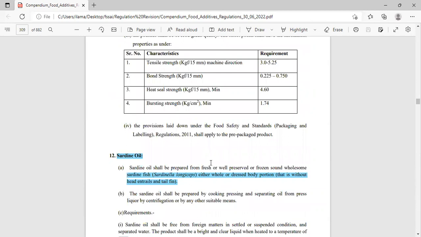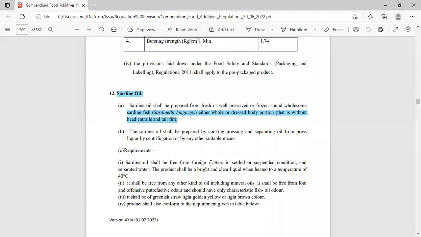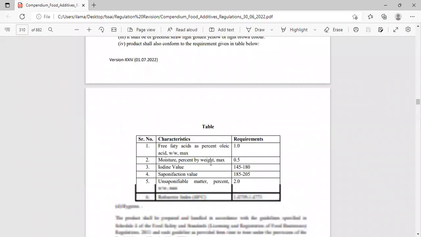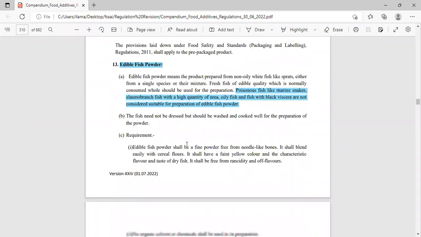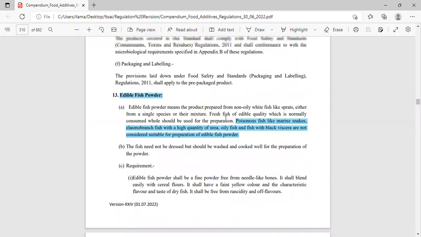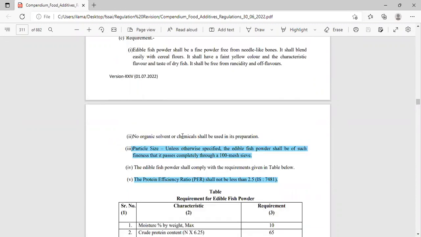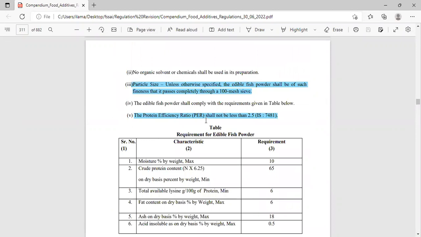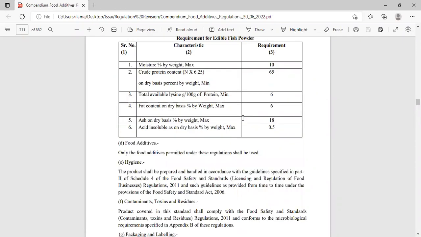And sardine oil is a type of oil which is obtained from the sardine fish. And edible fish powder. Here, poisonous fish like marine snake, these types of fishes are not suitable for the edible fish powders. And here the protein efficiency ratio has to be not less than 2.5.